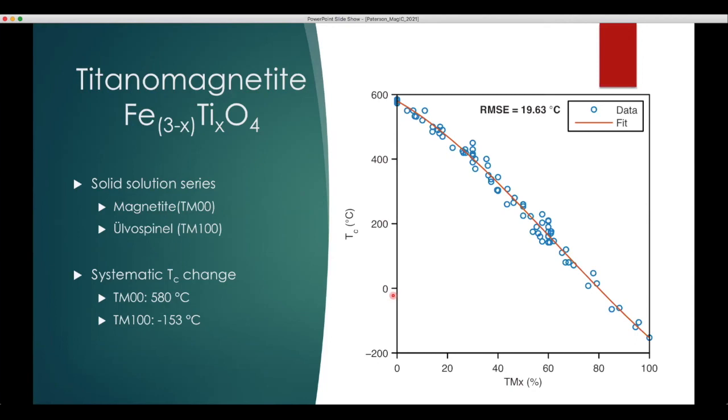So what we've done in part of this study has really been about trying to compile some of the largest data sets possible that characterize the magnetic properties of titanomagnetites. And this is just showing a fairly common graph that appears in most textbooks, where we've pulled together all of the Curie temperature data. And we can fit this systematic change with Curie temperature by a fairly well-fitting polynomial.